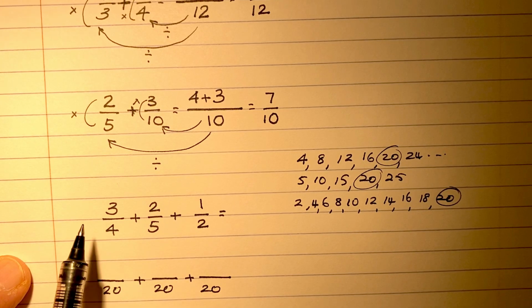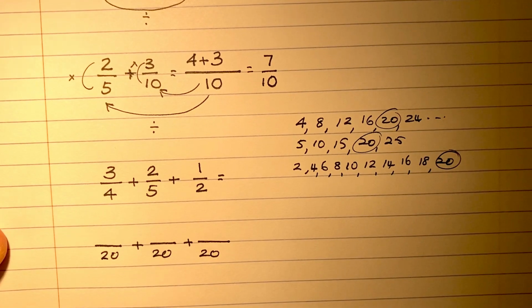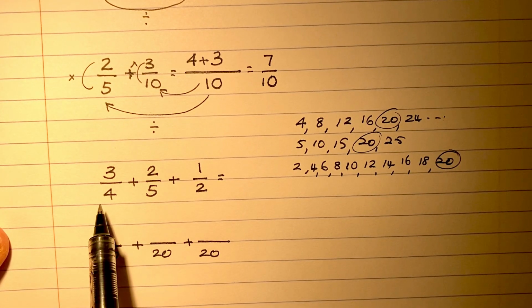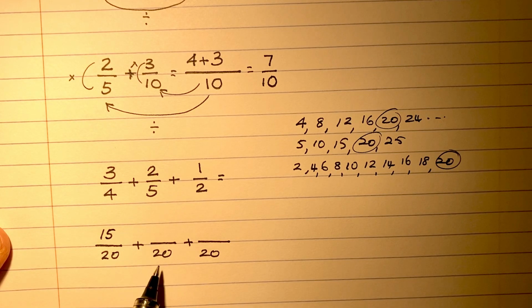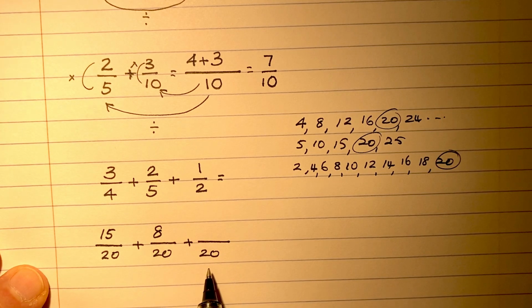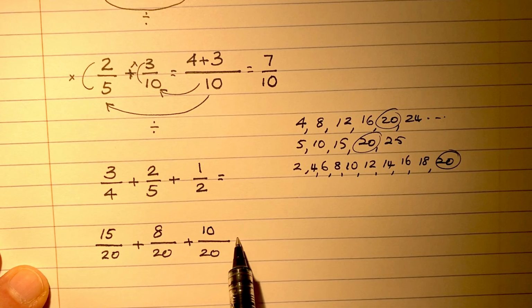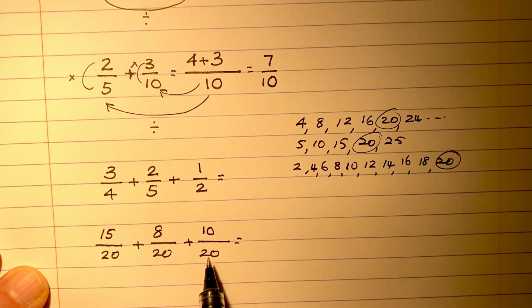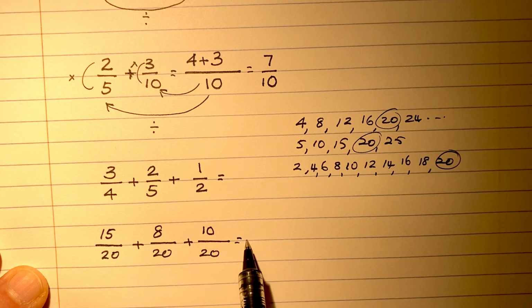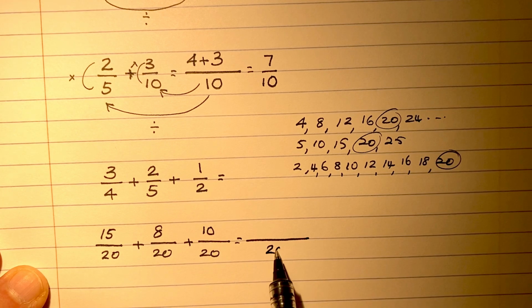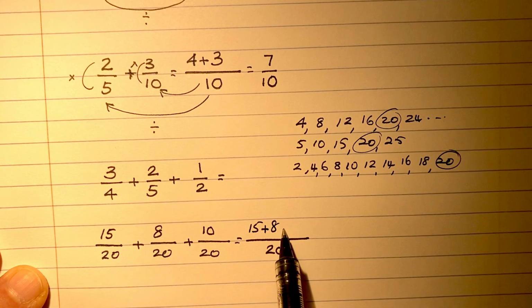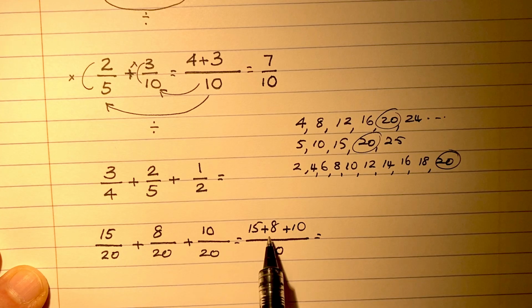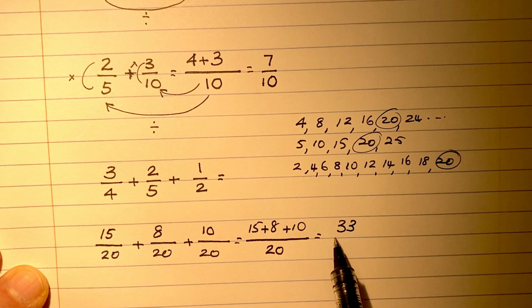Then you have to adjust the top of each fraction. 4 has become 20, that means times 5. 3 times 5. 5 has become 20, that's times 4. 2 times 4. 2 times 10 makes 20, times the top by 10. So these are all equivalent fractions with the same denominator. So your answer fraction would be adding the top numbers together with the same denominator. So that's 33 over 20.